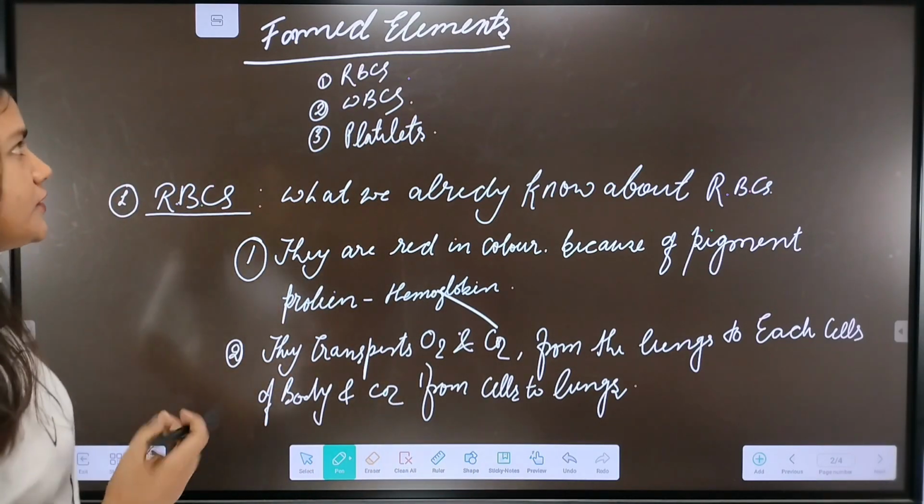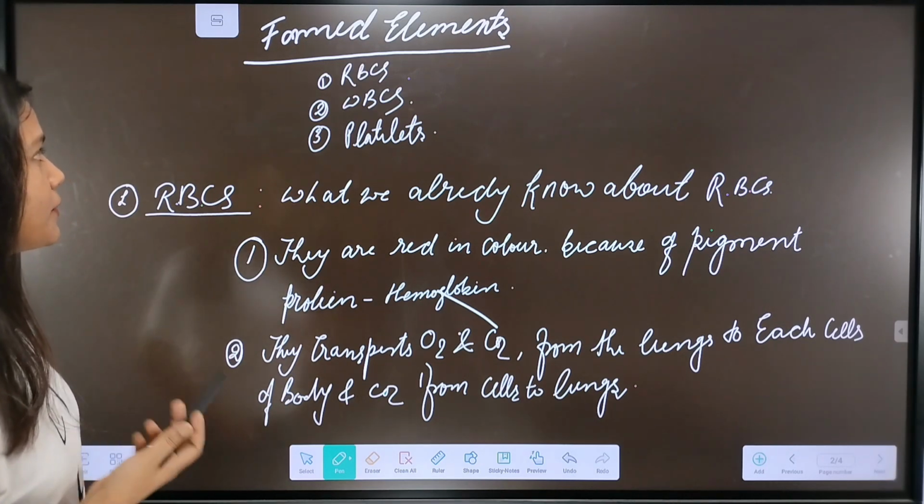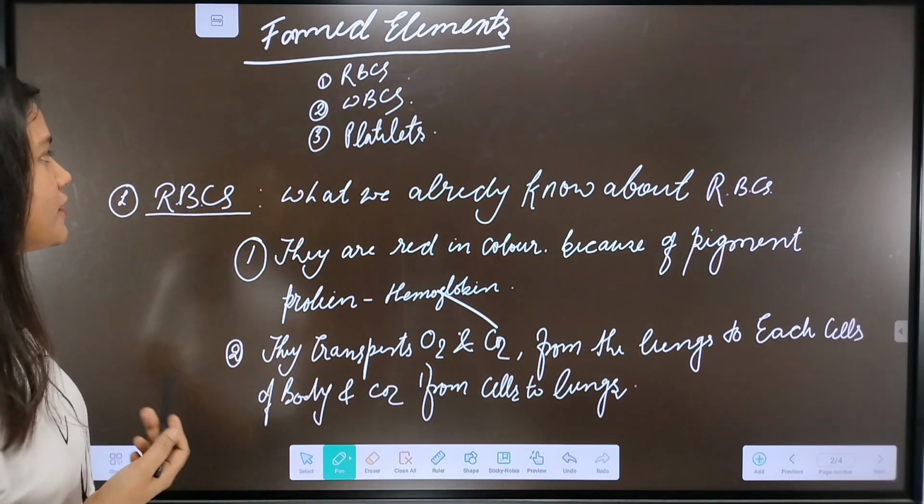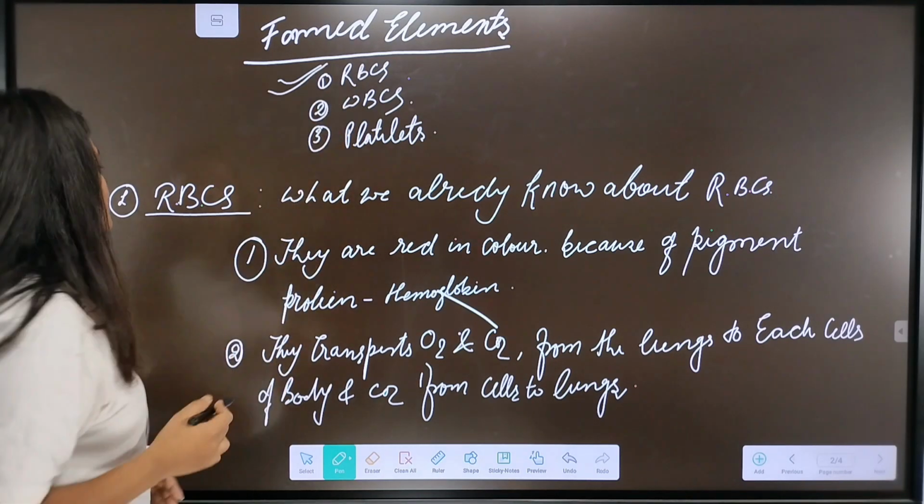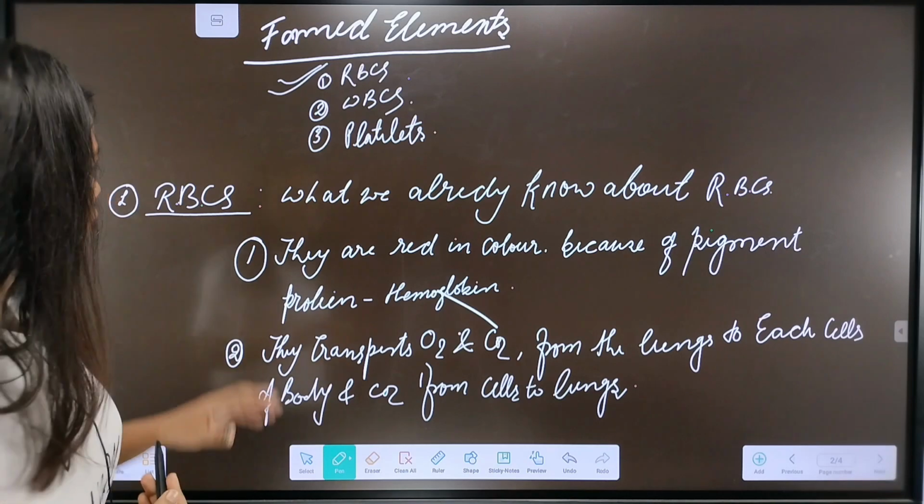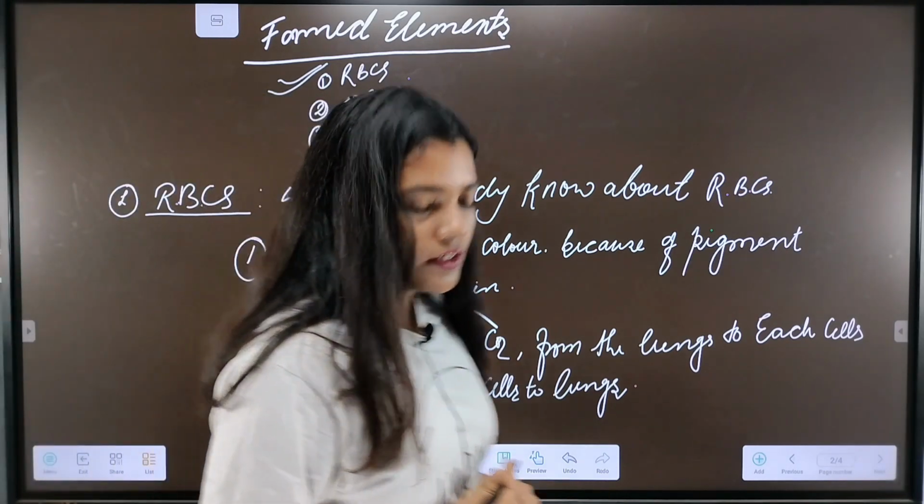Actually, the formed elements, as we know, are the cellular part of the blood that comprises RBCs, WBCs and platelets. And today we will discuss the RBCs, or the red blood cells. Okay. First of all, what do we already know about the RBCs?